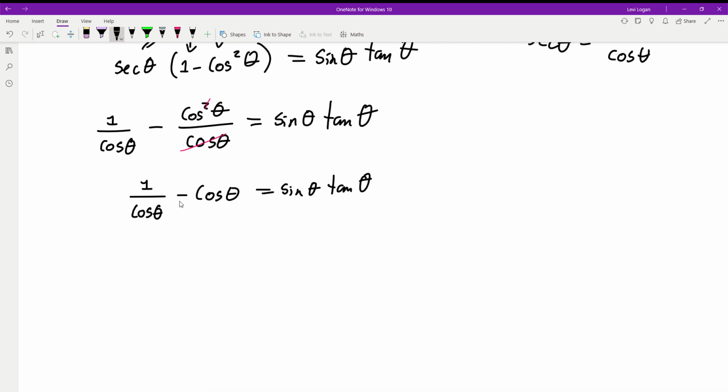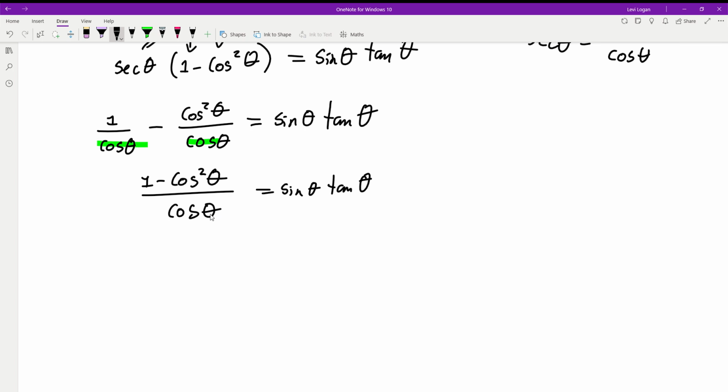For starters, we can actually not cancel these terms here. Well, we technically can, but it's not going to be in our best interest because we want them to have common denominators so you can combine the two together. So if I erase that last step and combine them into one fraction, we'll have 1 minus cos squared theta on cos theta.